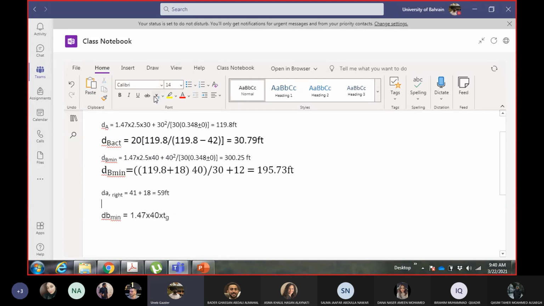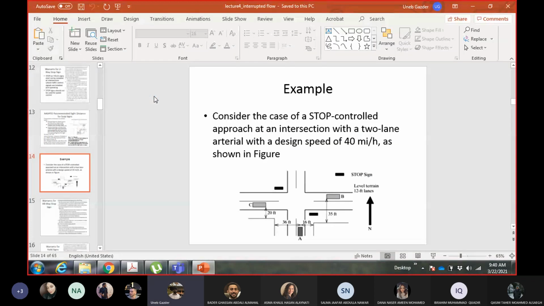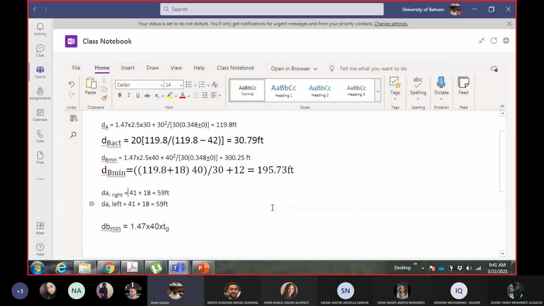So let me calculate dA left as well then. For the left hand side, the distance from the curb line to the lane is 20 feet, and then you will add 6 again because you need it to the center. So 20 plus 6 is 26, plus 18, 44.